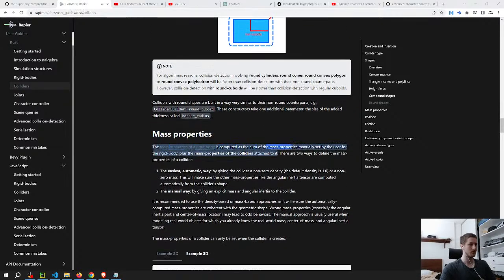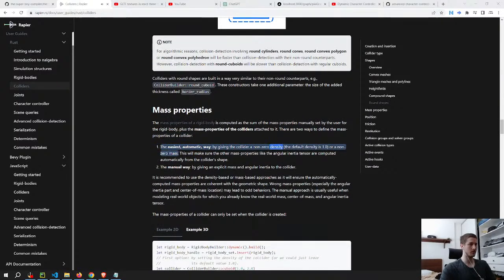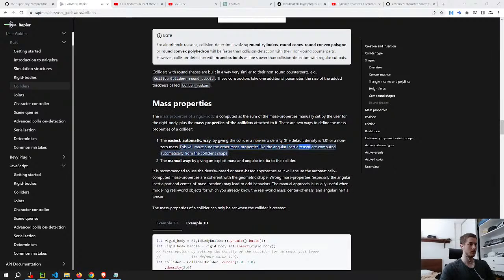Mass properties. The mass properties of a rigid body are computed as the sum of the mass properties manually set by the user for the rigid body, plus the mass properties of the colliders attached to it. There are two ways to define the mass properties of a collider. The easiest, automatic way, is by giving the collider a non-zero density. The default density is 1.0. Or a non-zero mass. This will make sure the other mass properties, like the angular inertia tensor, are computed automatically from the collider shape.